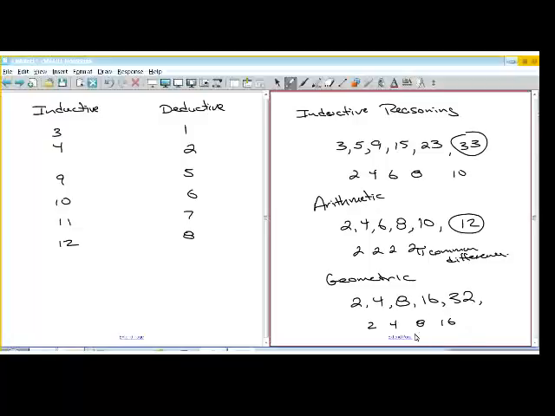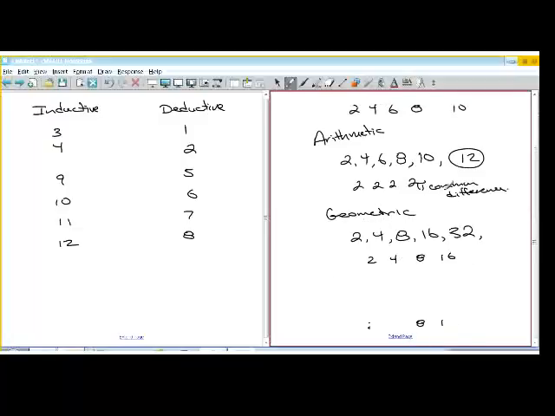This one has a ratio. So instead of a common difference, if you take the ratio of neighboring numbers, you end up with 4 divided by 2, 8 divided by 4. You'll see that all of those simplify to 2. So this number here is the common ratio.